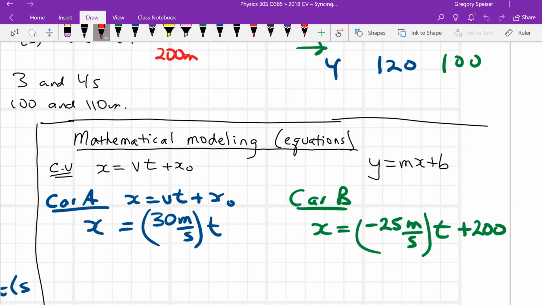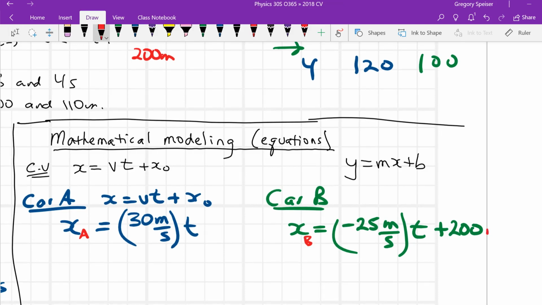You might not be using the cool software I have. So you could differentiate this one by saying A, and that one would be B over here. So the position of car A at a certain time is 30 times t. The position of car B, oh, and I forgot one thing too. This is meters here as well. I forgot my units. Position of car B.